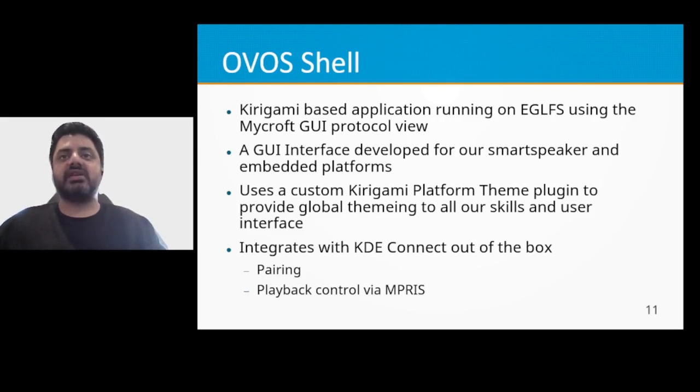The shell utilizes a custom Kirigami platform theme plugin to provide skills and user interfaces with global theming. The shell additionally integrates with KDE Connect out of the box. It allows users to pair their smart speakers running this embedded shell with KDE Connect and also control multimedia playback via MPRIS integration. Let's see a quick demo of what the OpenVoiceOS shell offers.